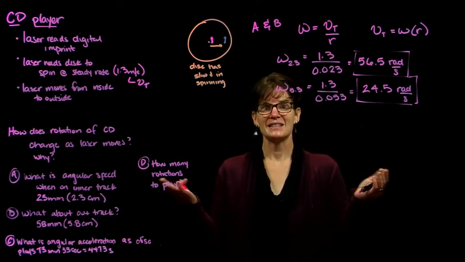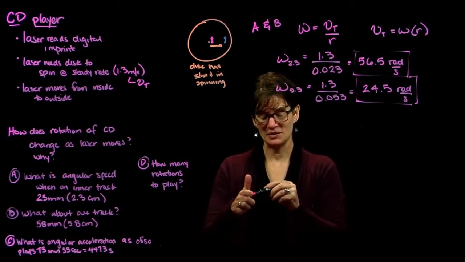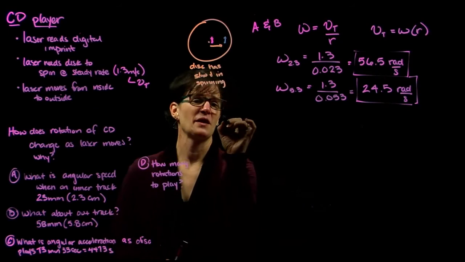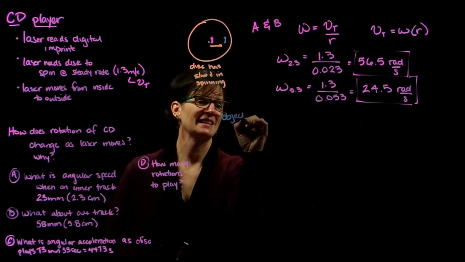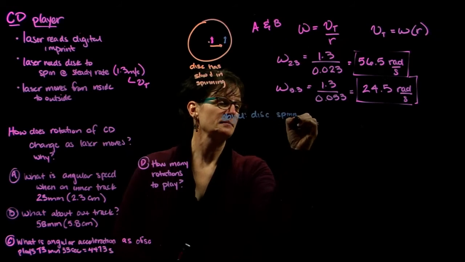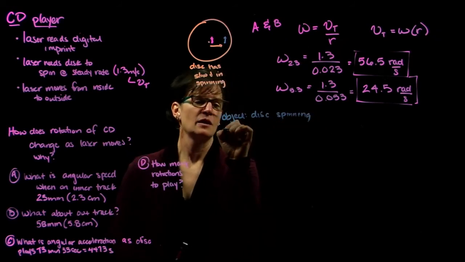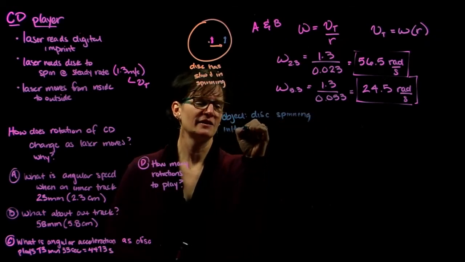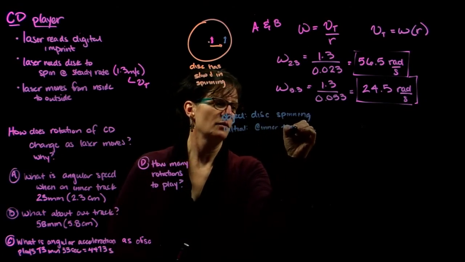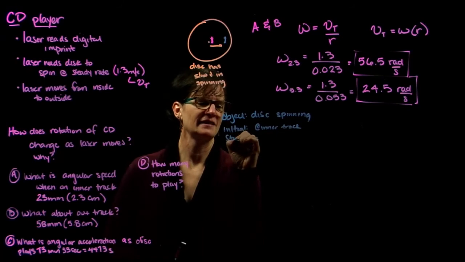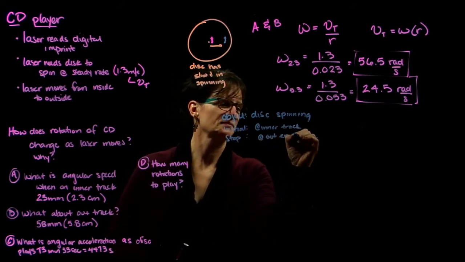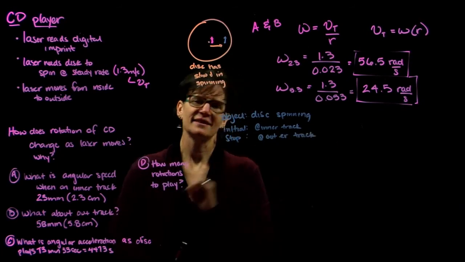Well, this is a kinematics problem. So let's approach it like a kinematics problem. So we know that the object we're interested in is the disk spinning. We start to care at the inner track. We stop caring at the outer track.